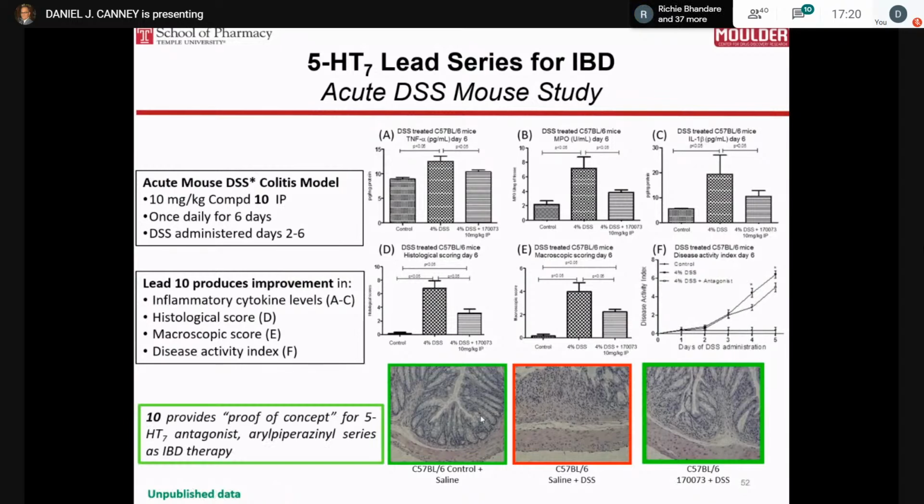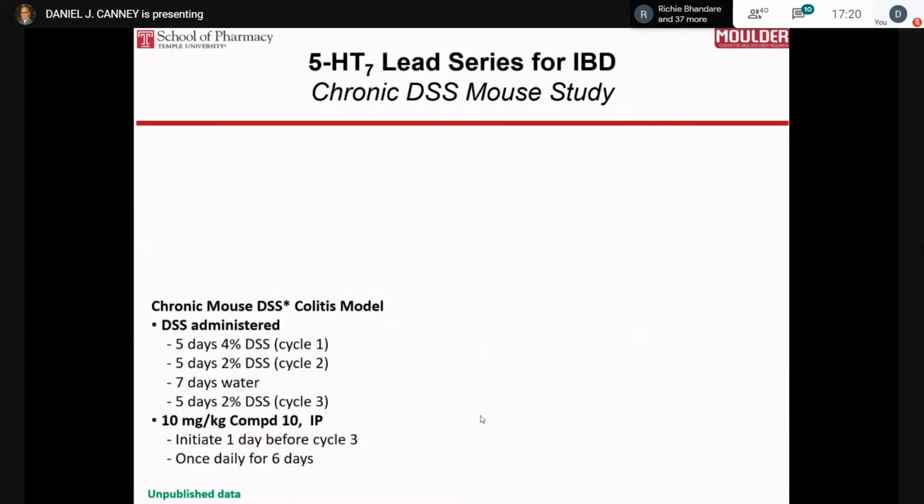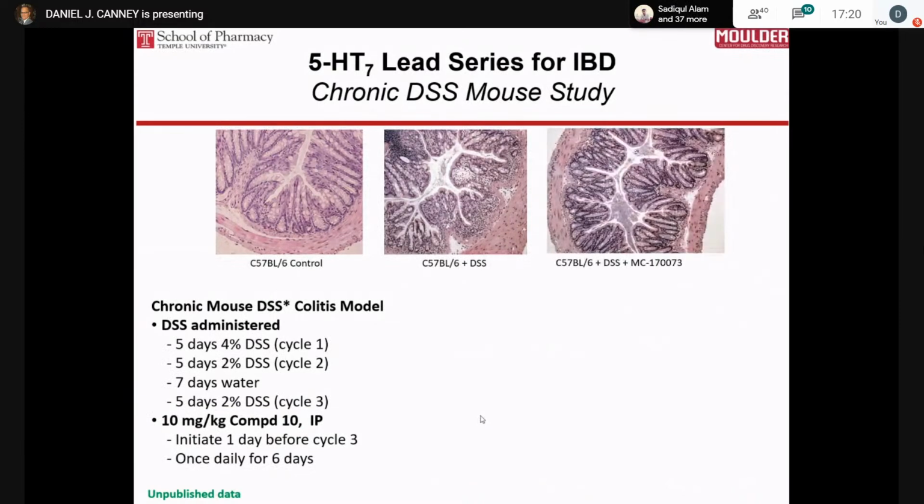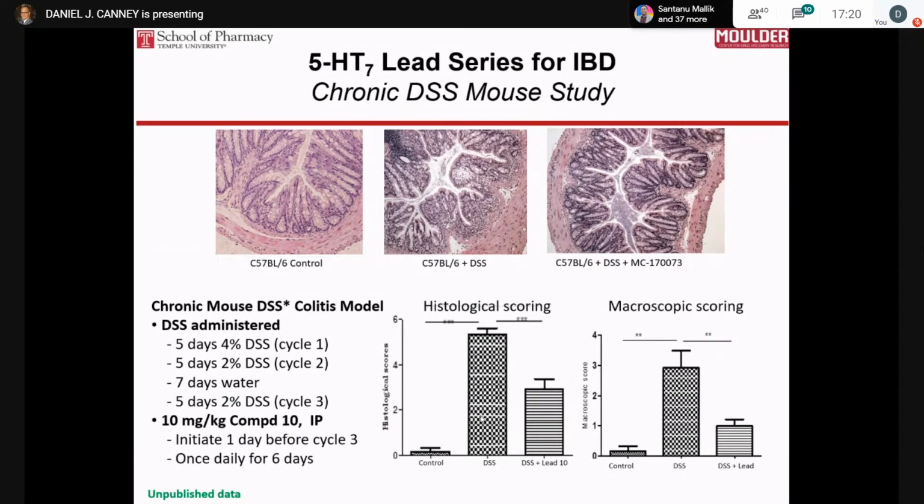So this provided some proof of concept for us, the acute model, and then we went on to look at the chronic model, the chronic DSS model, which, as I said, is done over an extended period of time, a longer period of time. And we got, just showing you histologic scoring and macroscopic scoring here, we did get significant reductions in those scores, again, suggesting that the compound was having a beneficial effect in the chronic DSS mouse models.